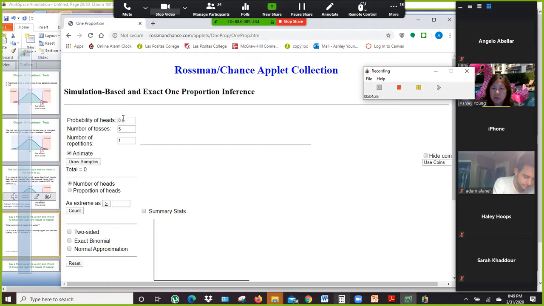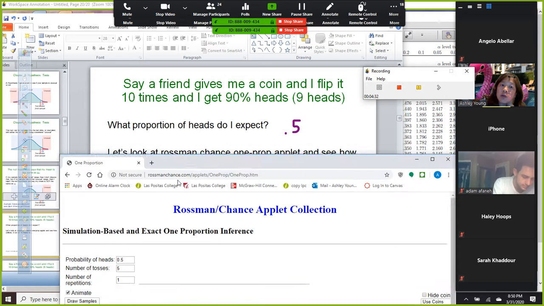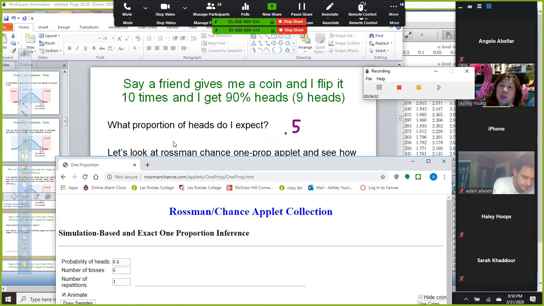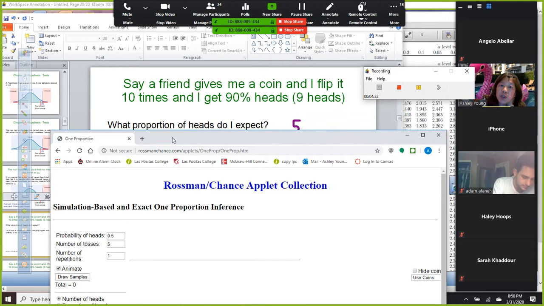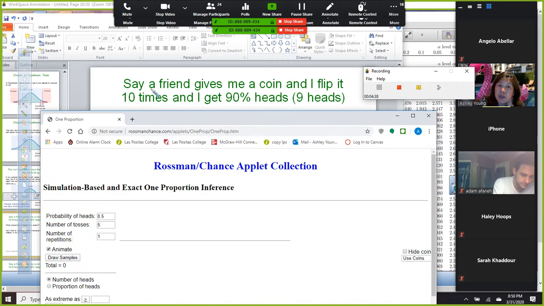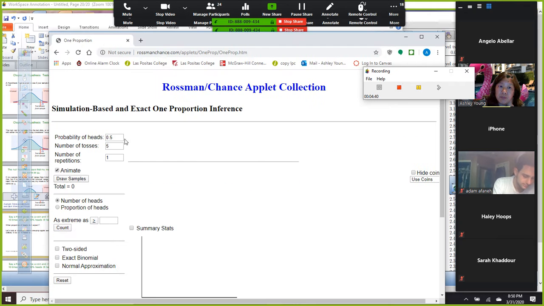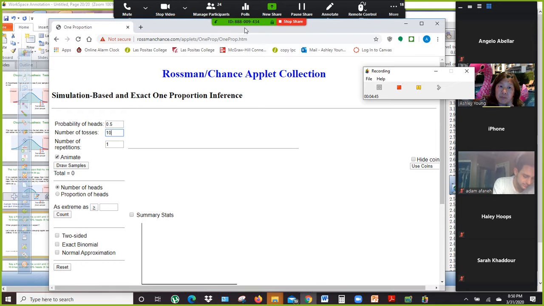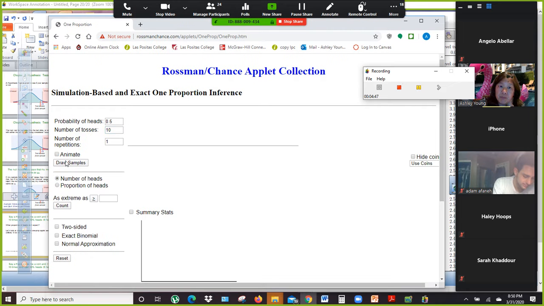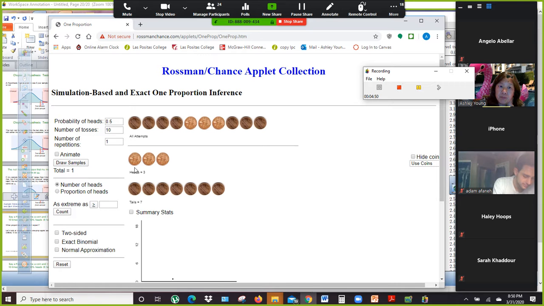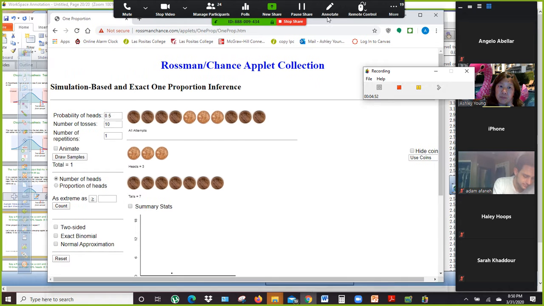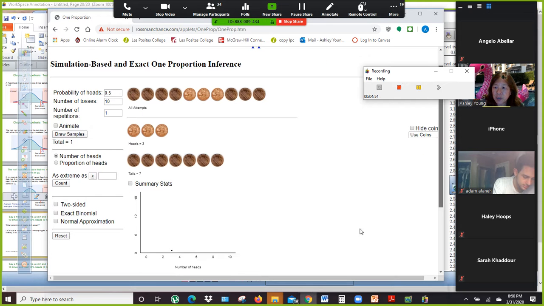What's the probability of heads? We said it's 50%. There we go. How many times did I flip the coin? I got 9 heads, but I flipped it 10 times though. Are you guys with me? So I'm going to flip it 10 times, and I'm going to turn off the animate. It looks like I got 3 heads. Everybody see down here on the bottom where a little dot appeared where 3 is? If I draw again, I got 5 heads.